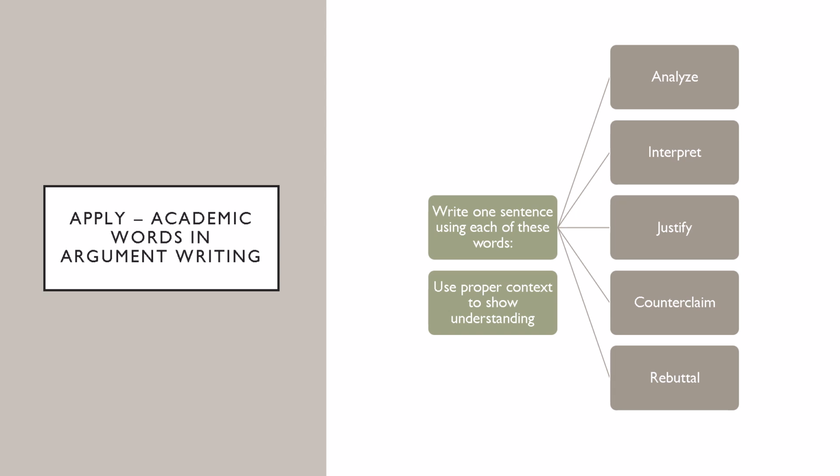So now we want to apply what we've learned by using some key academic and argument vocabulary in sentences of our own. So for example, I might say in his speech, King carefully analyzes the moral contradictions of segregation. The author's evidence helps justify her argument about environmental reform. Your goal is to demonstrate not just memorization, but real understanding, using words naturally in your own reasoning and analysis. So you're going to write one sentence using each of these words: analyze, interpret, justify, counterclaim, and rebuttal. Make sure you're using proper context to show that you really understand what they mean.